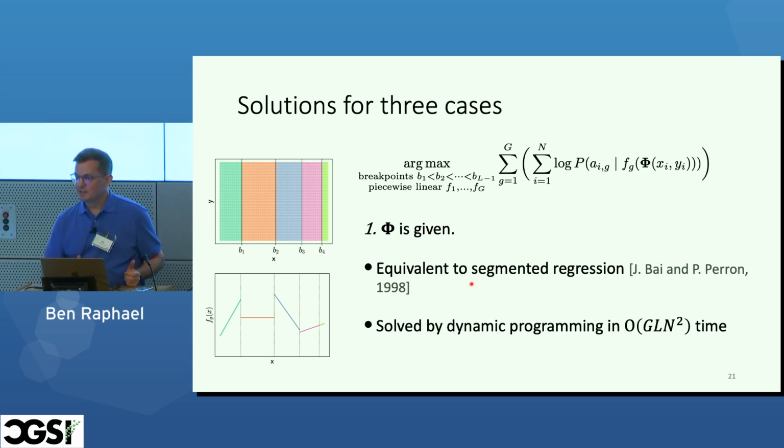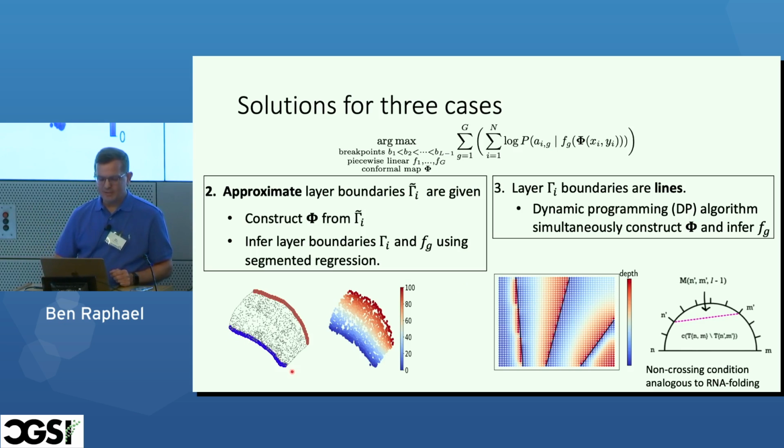Okay, so that's nice. Someone told you already how to align these things together. Another case would be if we just know some approximate layer boundaries, maybe from the start and end of our stacked layers, then we can interpolate the boundaries in between by solving the heat equation. And then once we have those boundaries, we can run, again, segmented regression. So that's another case we can do.